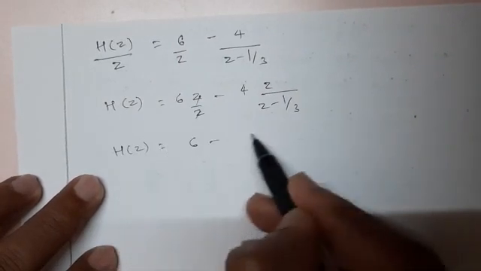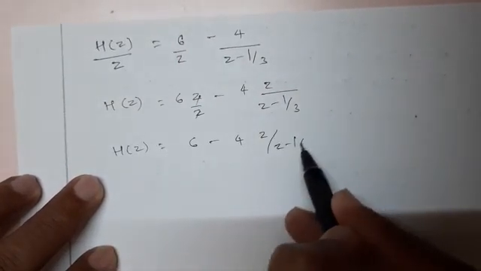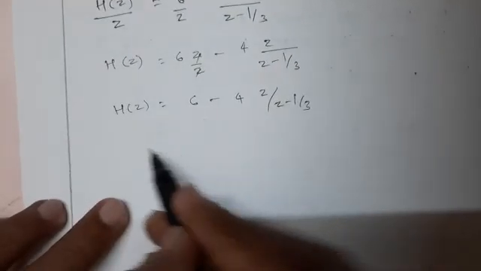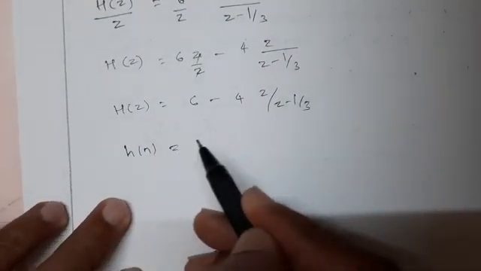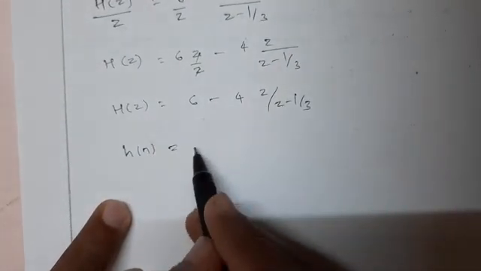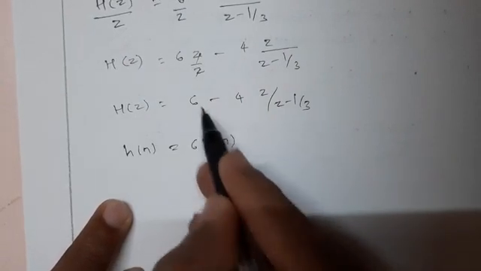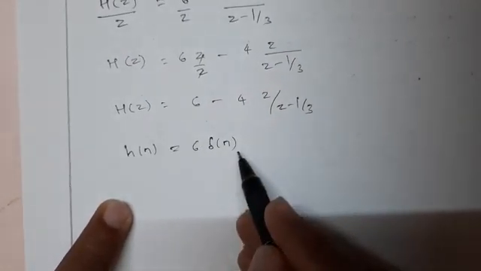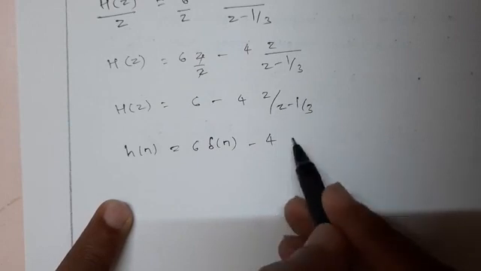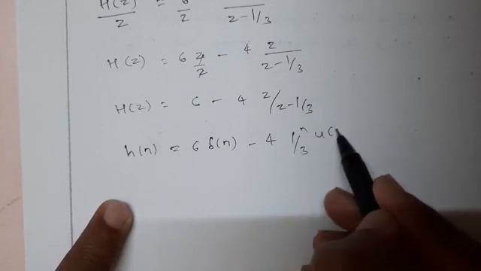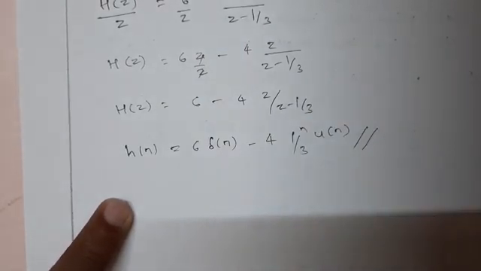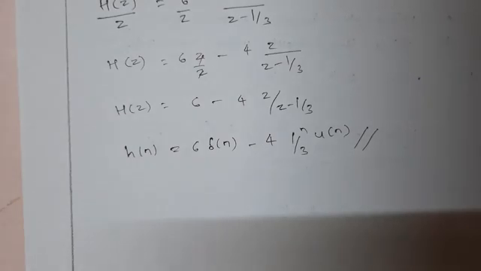Which is equal to h of z is equal to 6 minus 4z divided by z minus 1 by 3. Now finding the inverse z transform of this: 6 delta of n, since the inverse z transform of 1 is delta of n, minus 4 into 1 by 3 to the power n u of n. So like this you have to find the inverse z transform. Similarly solve the second one.